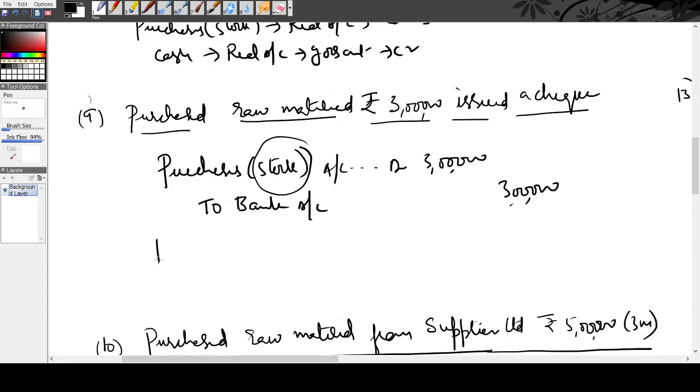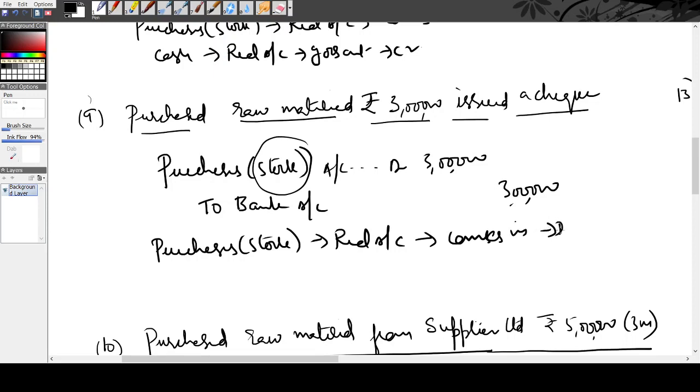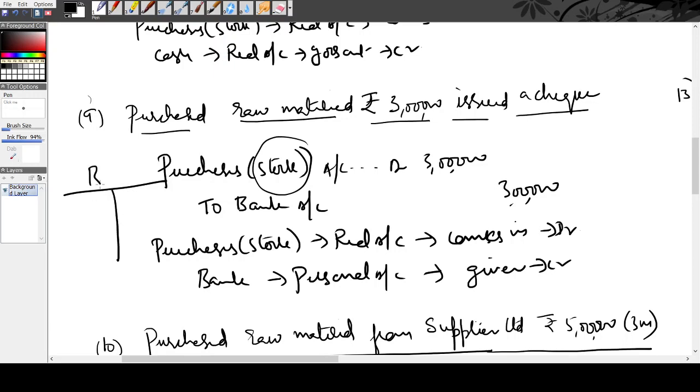What is the logic we are following? Purchases, or you can say stock, real account, comes in, hence debited. Bank is a personal account. It is the giver, credit.